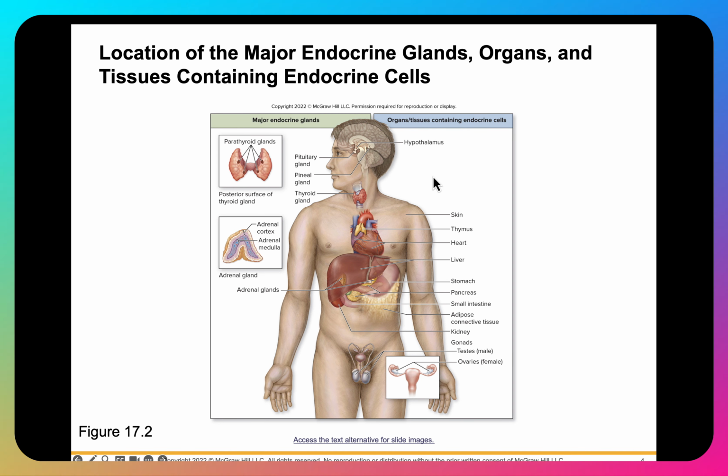We will address all of the other remaining organs that have some endocrine cells, thus an endocrine function, when we get to the appropriate system that addresses those organs.